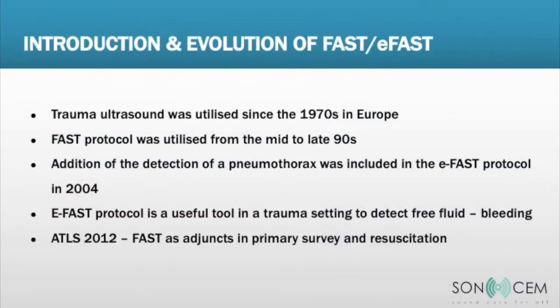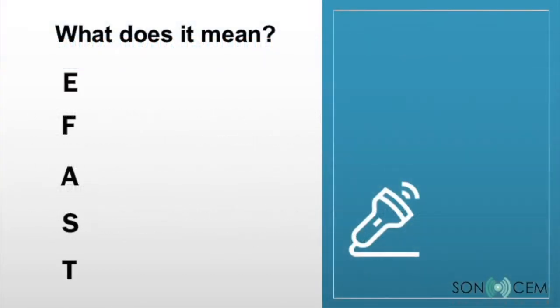Okay, for the introduction, trauma ultrasound has been utilized in the trauma setting since 1970. For the past 3 decades, a lot of studies were done on FAST, and it evolved to the EFAST protocol in 2004 with the addition of detection of pneumothorax. And now, FAST has become an adjunct in the primary survey as recommended by ATLS 2012. So what does EFAST mean?